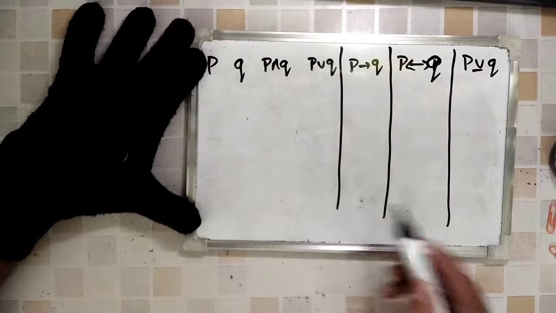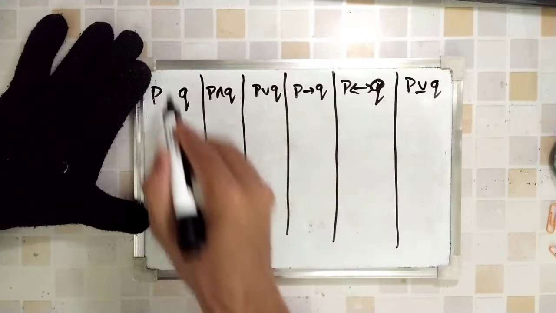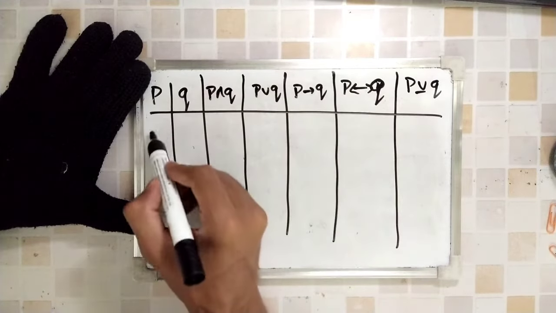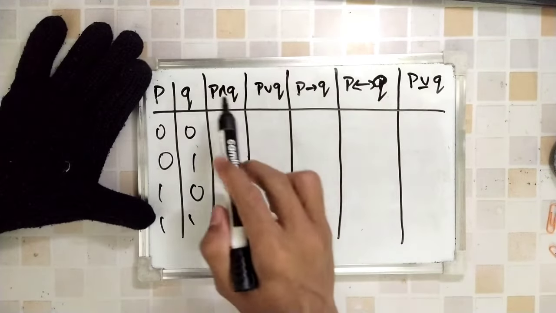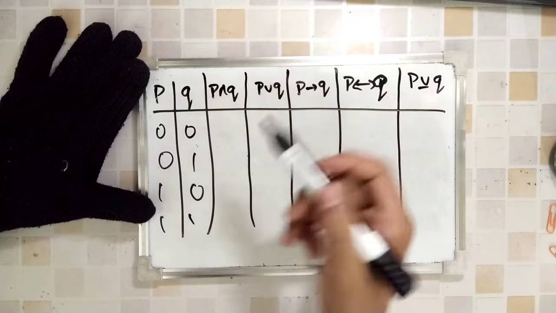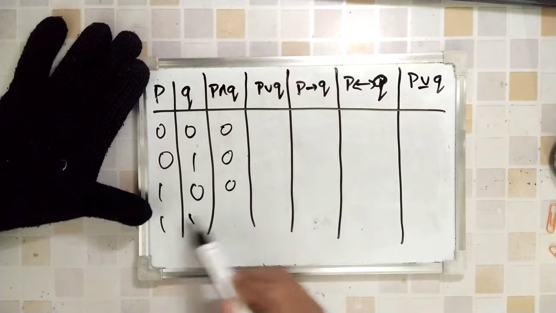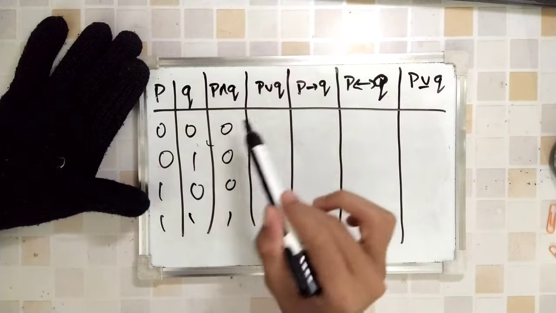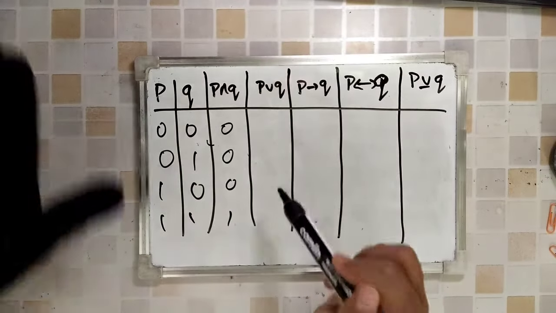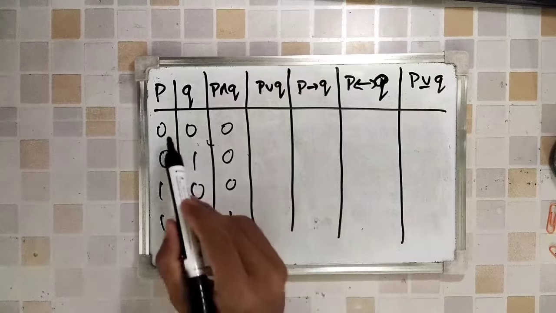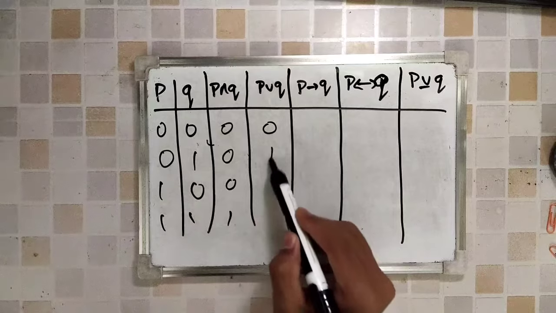Let me just do everything. It's properly visible. Okay, done. So 0 0, 0 1, 1 0, 1 1. For AND, both should be true. So 0 0 is 0, 0 and 1 again 0, 1 and 0 is 0, and 1 1 is 1. For OR, if any one is high, then the answer will be high. It means if any one is true, you will have true. If any one is 1, then you will have 1. Both are 0, both are false, so it's 0. And if any one is 1, it's 1. So here we have 1, 1, 1.